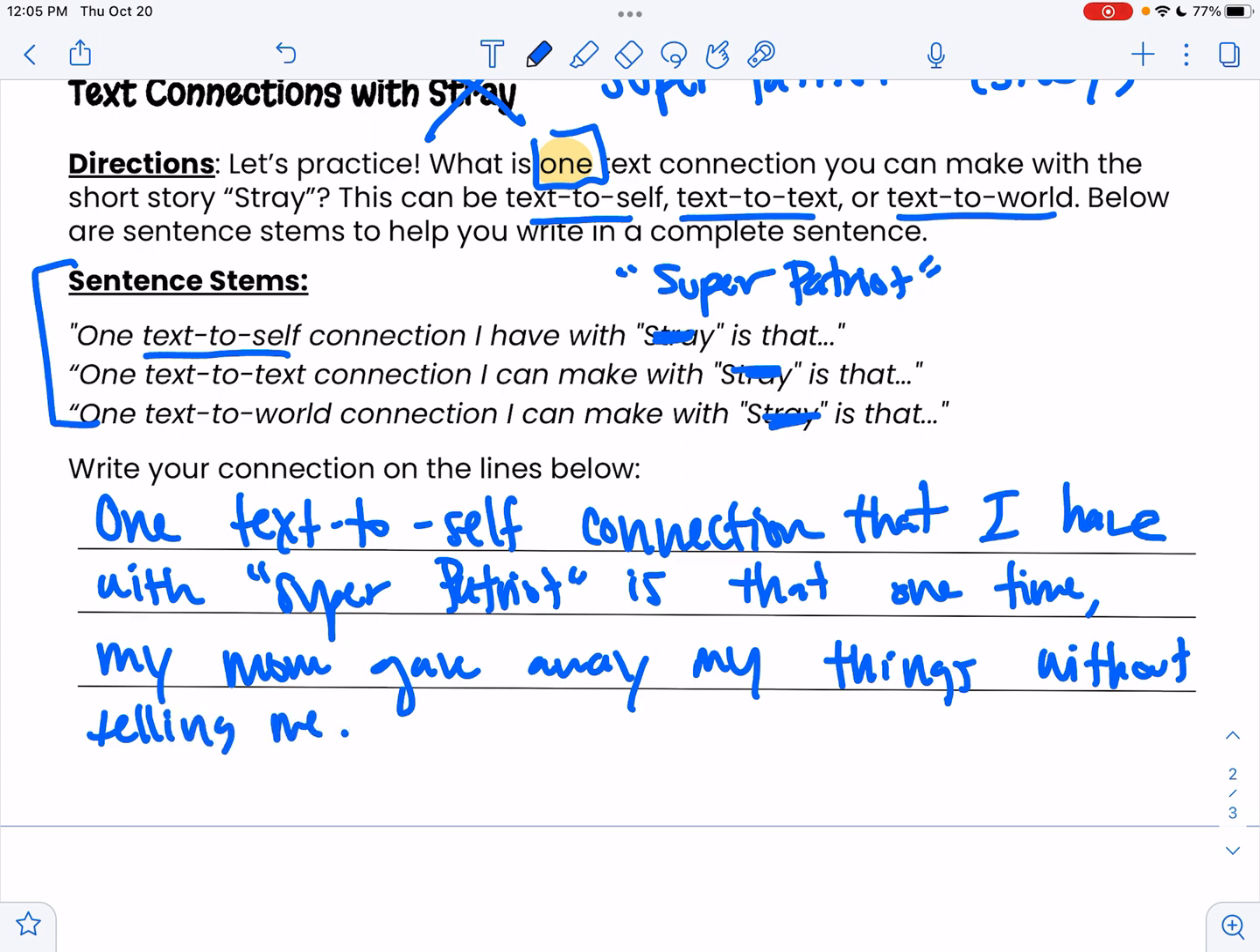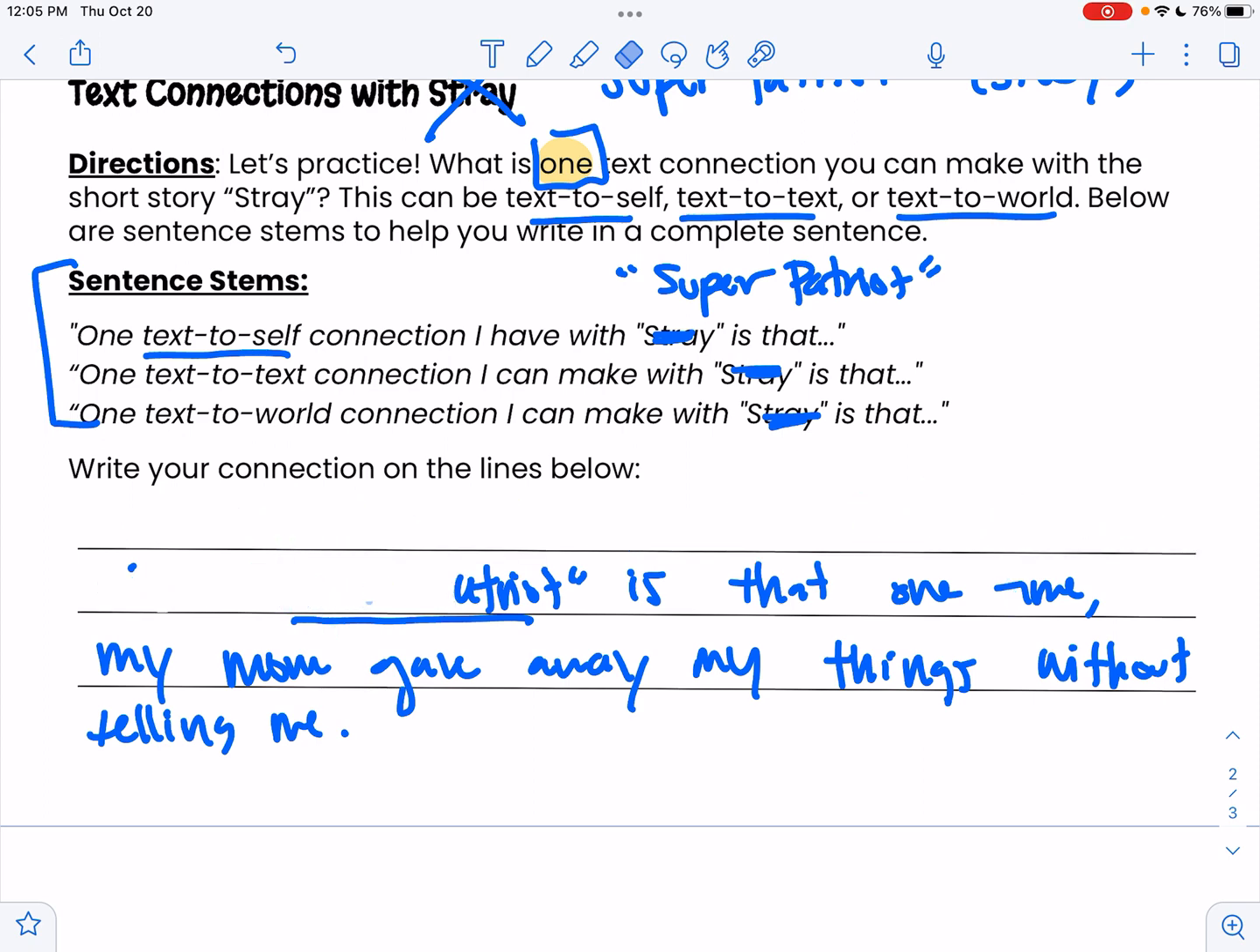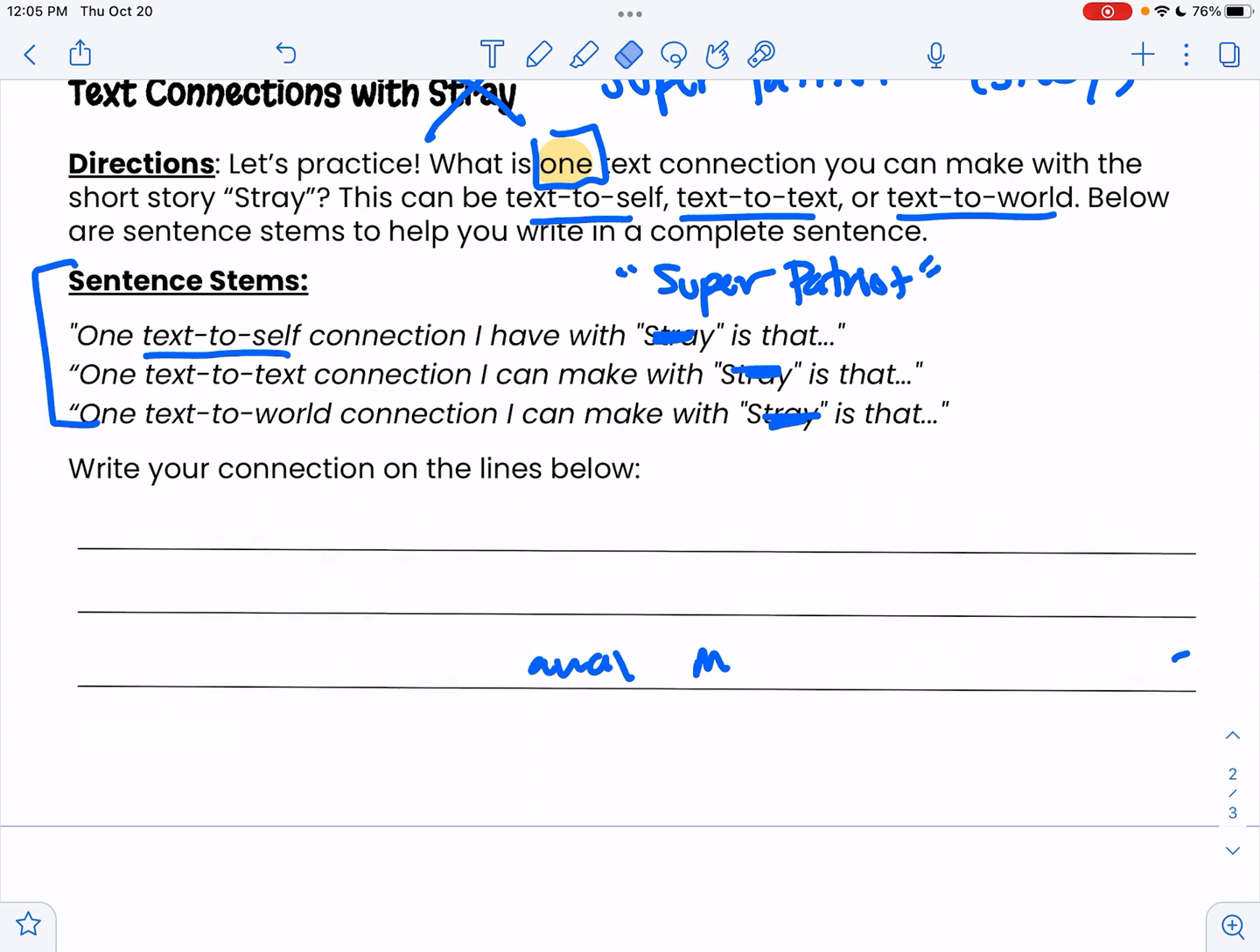Because in the story Super Patriot, the mom gets rid of the comic books and donates them without telling the narrator first. So that reminded me of a time when something similar happened. So that would be a text to self connection because I'm connecting it with my own life. Okay? So you're going to think of your own connection that you can make, and you're going to write it in the lines below. You're going to show your connection to your teacher before you move on to task 2, okay? Pause here while you show your teacher.